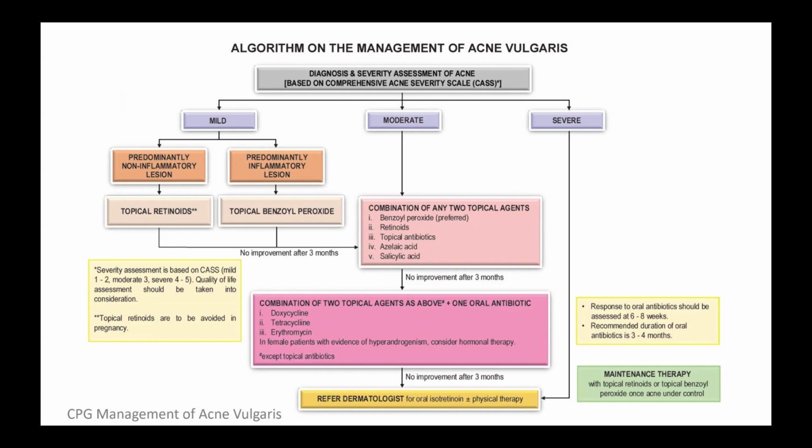And this treatment algorithm holds true for moderate acne as well. So benzoyl peroxide is preferred, as well as retinoids, topical antibiotics, azelaic acid, as well as salicylic acid. If there's no further improvement after 3 months, you might have to add on an oral antibiotic such as doxycycline, tetracycline, or erythromycin. And if there's no further improvement after another 3 months with the oral antibiotic, you might require referral to the dermatologist for isotretinoin with or without physical therapy.